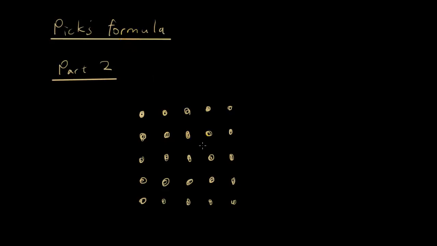So if you guys remember last lesson, we talked about how to find the area of a shape provided that the shape has straight lines and it goes through some dots on a grid. So for example, if I have a shape that looks like this, then you can use Pick's formula to find the area of this shape because it goes through all of these dots.